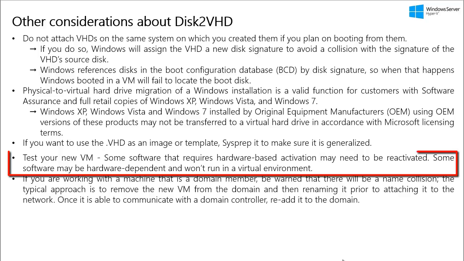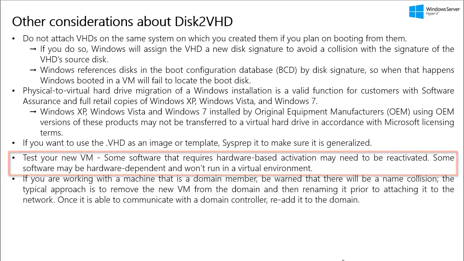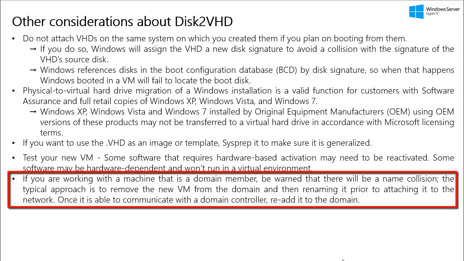And the other considerations are you have to test your new VM, or even before you start any P2V process, you have to see if your software that runs on the server requires any kind of hardware-based activation, because when you do the P2V, it may need reactivation. And some software may be hardware dependent and it will never run in a virtual environment. And if your server is a domain member, you may run into computer name collision. So what you have to do is remove the VM from the domain. If you're planning to rename the server, you can do that. And then you can attach the server to the network.